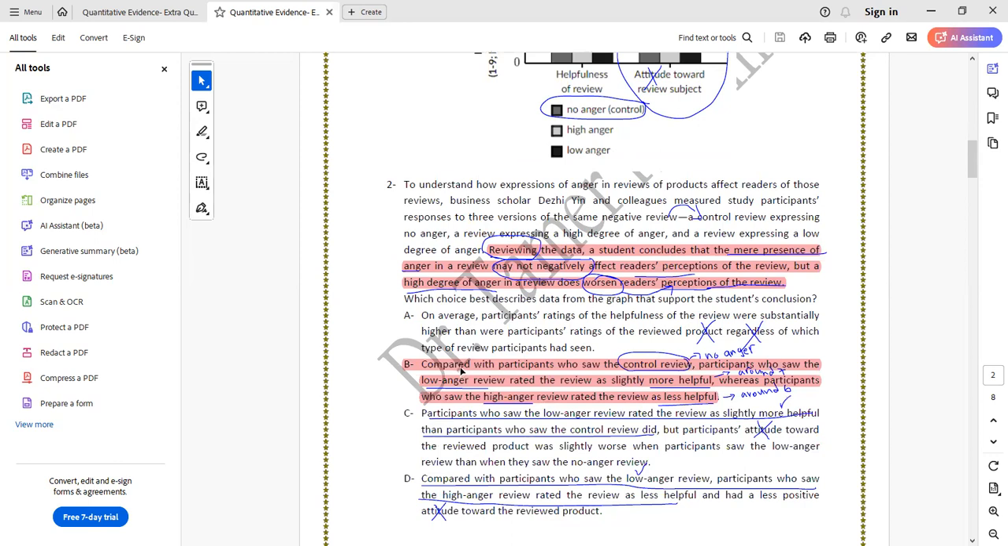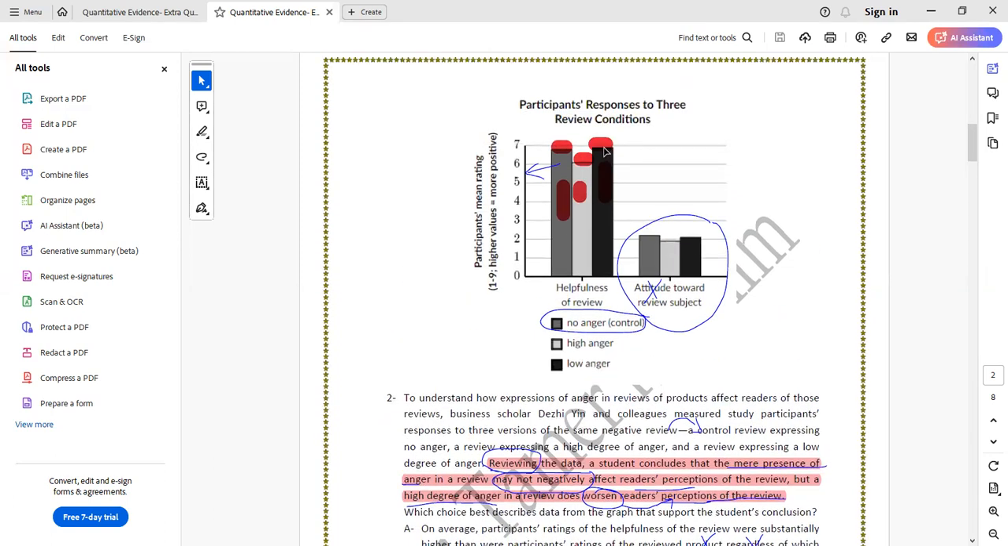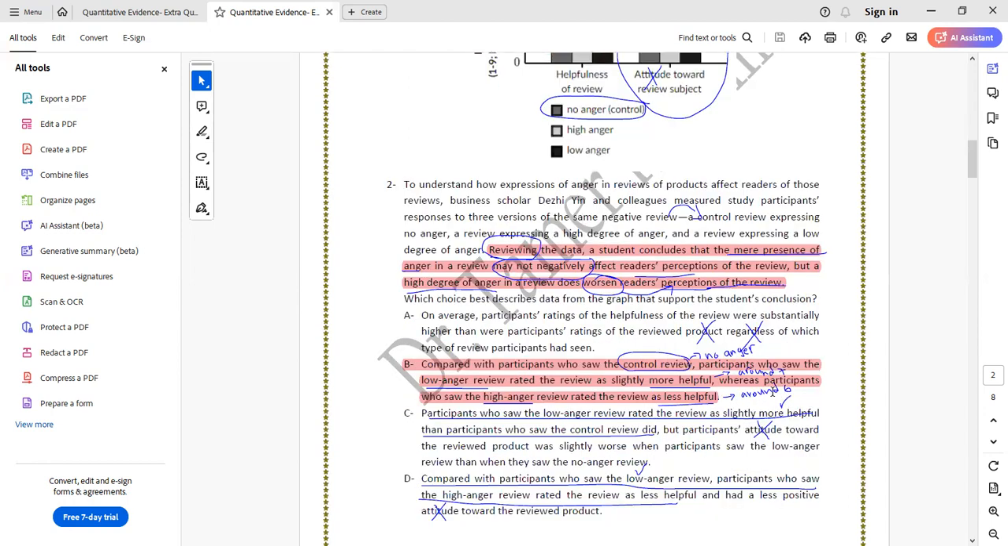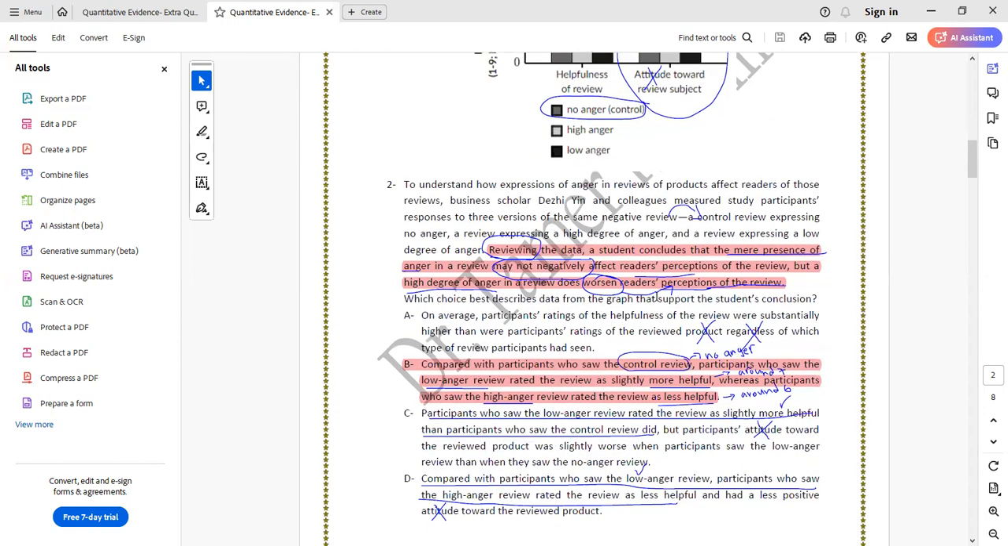Let's look at B. Compared with participants who saw the control review, that no anger, participants who saw the low anger review rated the review as slightly more helpful. Let's find the low anger. Yes, more helpful. It's above no anger. Look, more helpful. Let's continue. Whereas participants who saw the higher anger review rated the review as less helpful. Yes, the high anger, less helpful, lower. So it can be this, and it will support that the high anger will worsen the perception.